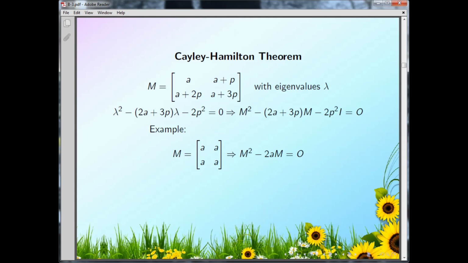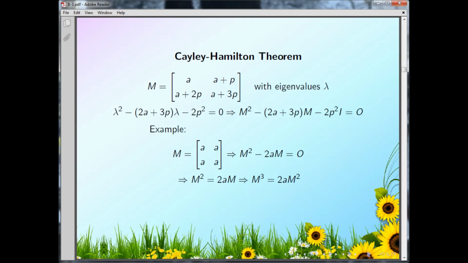And so you go here, and that's the equation from the Cayley-Hamilton Theorem. If you plug in p equals 0, you can see that's 2a in there. So we have this quadratic relation on M. How can we use that to understand M to the k? For example, M squared is 2aM. That's pretty simple. What about M to the third?